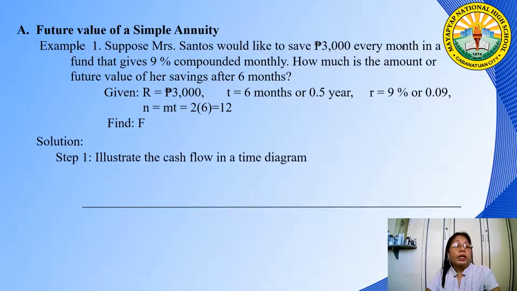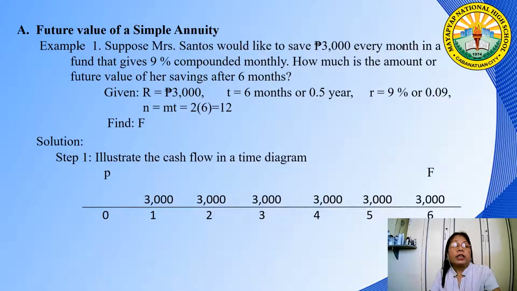So for the solution, your step 1 is to illustrate the cash flow in a diagram. Where P and F are the present value and the future value respectively, then in the cash flow diagram, equal payments are made over the term. The regular payment is 3,000.